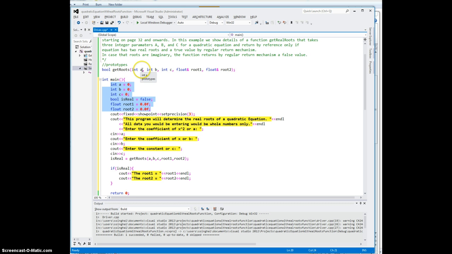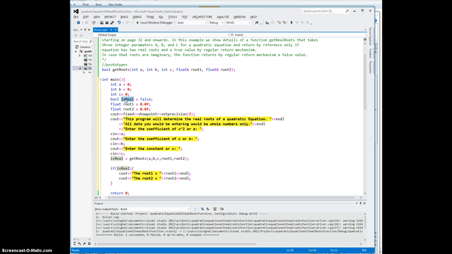Those are: a is the coefficient of x squared, b is the coefficient of x, c is the constant. And we use them as an integer type. That's the convention. You can use floating point type, but integer is better.